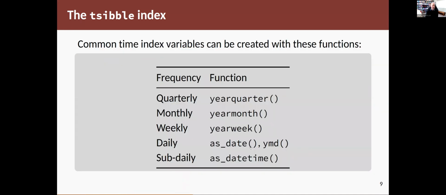Some of the other common helper functions that you need to create time indexes are yearquarter, yearweek. If it's daily data, you might use as_date or ymd, or some other variation if you have the date format differently. You can have dmy or mdy or any of those sort of things. And subdaily data, you normally have it as a date-time variable, because you need a date as well as a time for subdaily data. There's a few more, but they're the ones you'll come across most frequently.